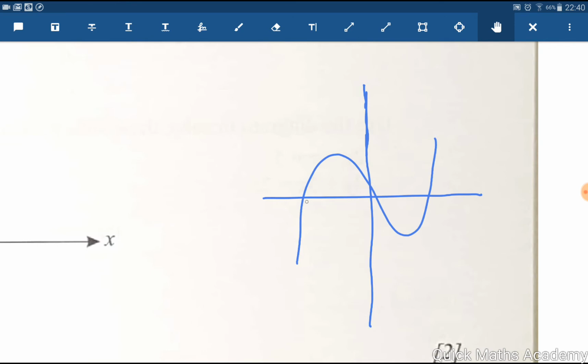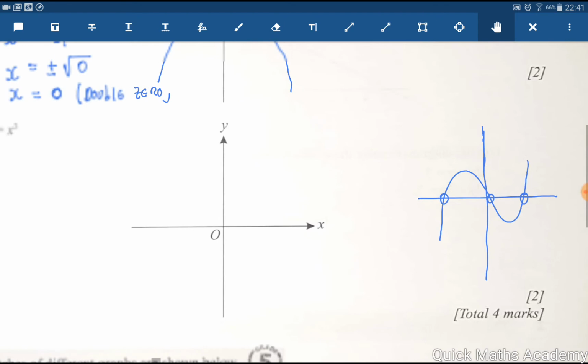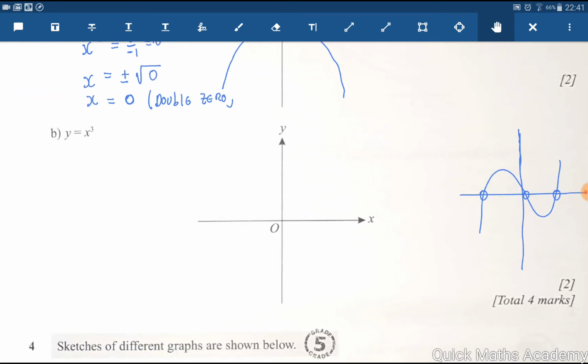Okay, so you have 1 touch, 2 touches, 3 touches. In this case, crosses, 3 crosses of the x-axis. Okay, and it's possible to know what those crosses are with some analytic stuff. But in this case they are not asking for that. They are just asking you to draw the x cubed function.